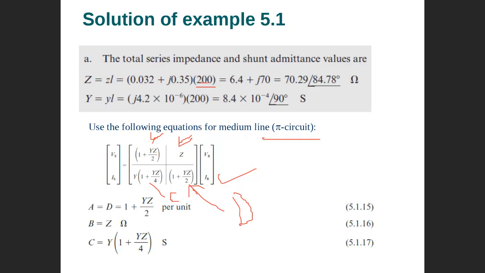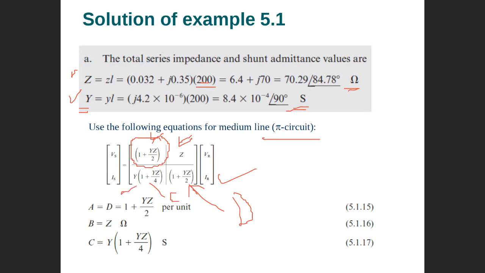See now how easy this is? Just find Z and Y. You see now how easy this chapter is? Just find Z and Y, capital Z and capital Y. This is not per unit length; this is in ohms or siemens. And then you find these values, which are fixed for a medium length line. So just calculate them.